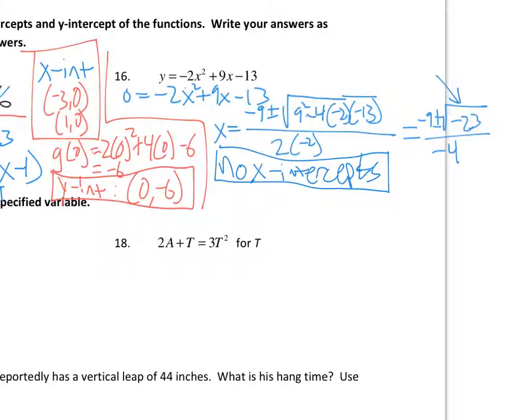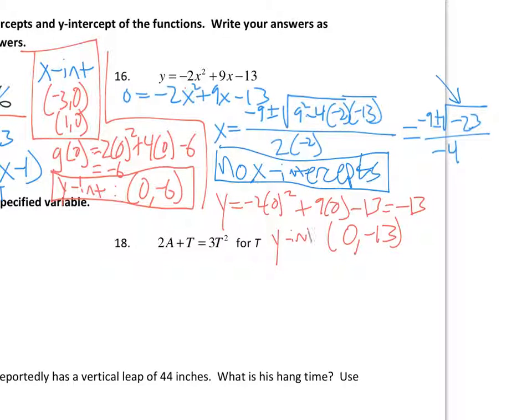All right? For the y-intercept, let's go ahead and plug in 0 for x, and we get negative 2 times 0 squared plus 9 times 0 minus 13 equals negative 13. And so this is the point (0, negative 13). Okay? And so there is our y-intercept. All right. That's how we do those.